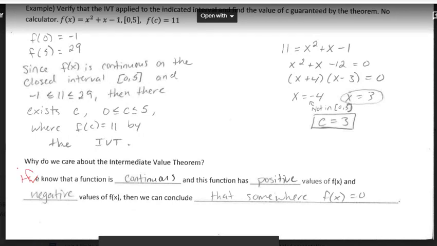If we know that a function is continuous and this function has a positive value of x and a negative value of x, then we can conclude that somewhere f of x equals 0. Now that's just using 0 as an example, but it does work for other numbers too, such as in this last example we had 11. But that's what this theorem is good for.